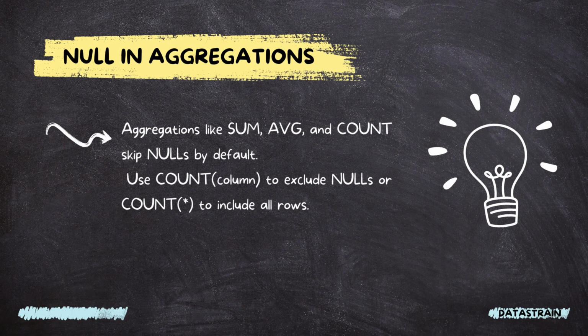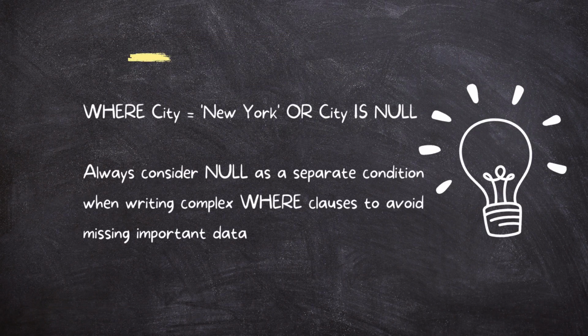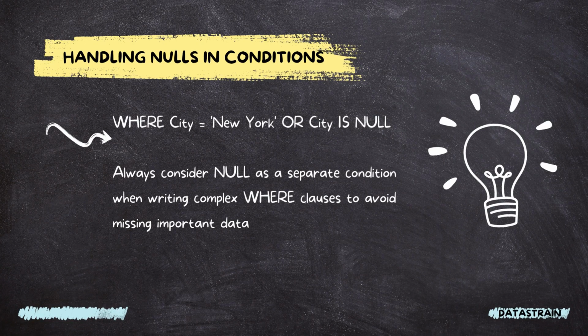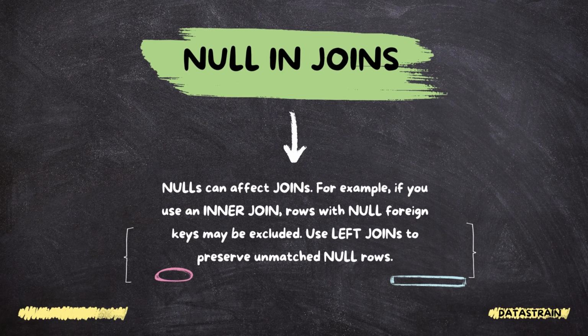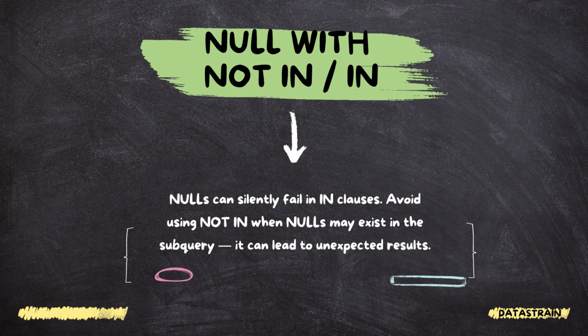Nulls also impact how we use joins. Rows with nulls in the key fields might be excluded from inner joins, which means potentially useful data can be lost. Using the right type of join ensures your analysis remains accurate and complete. Another area to watch out for is in aggregate functions. Things like averages or totals will skip nulls automatically, so your results might be lower than expected if nulls are present. One of the most common mistakes is using not in with a list that includes nulls. This can cause the condition to return no results at all, due to how SQL treats unknowns in logical expressions.